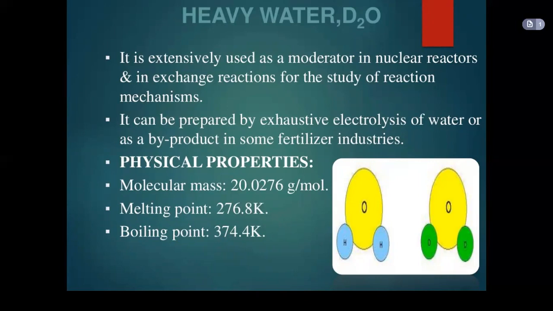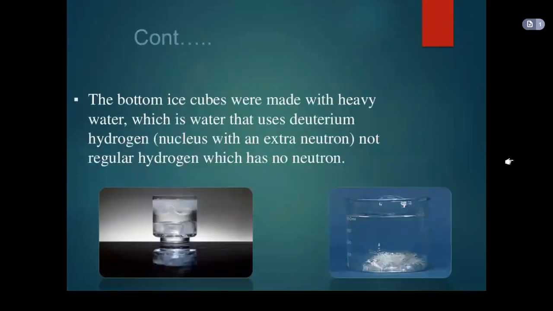Okay. So what are the physical properties? The molecular mass is 20.0276, so you can summarize this as 20.02 gram per mole. Melting point is 276.8 Kelvin. Boiling point is 374.4 Kelvin. Note these things down because they can ask you these things: molecular mass, melting point, boiling point, because there is a difference between D2O and H2O. To test that difference, they can ask you.